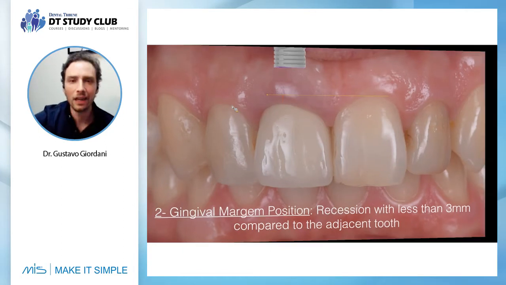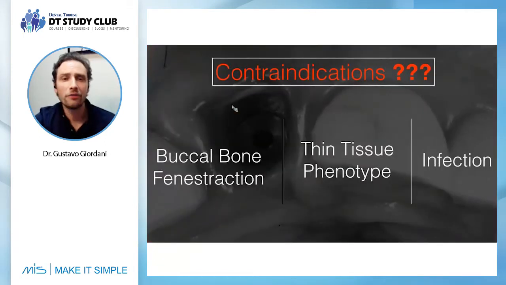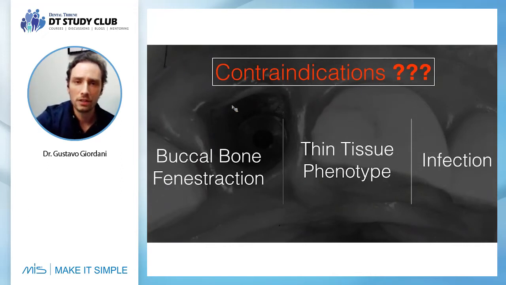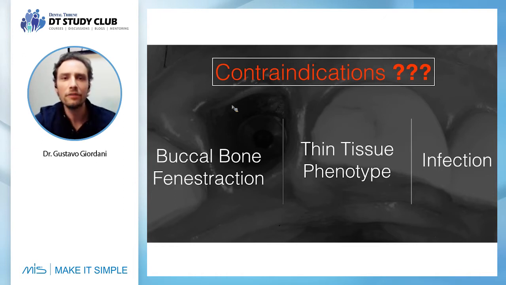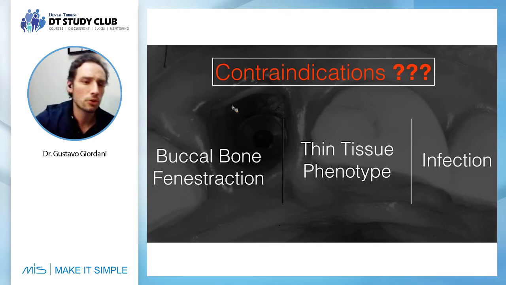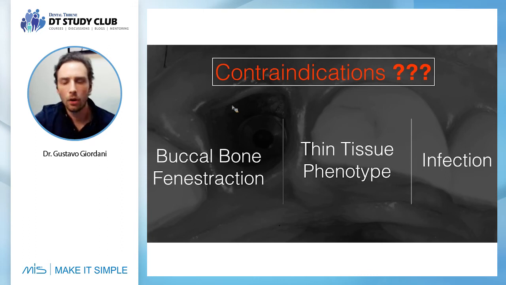If I go again to the literature, I can find some contraindications in Monica's case. Because if I see the literature in many different groups that I follow, I can see many different contraindications and indications. So if I check the literature, I'm gonna see some papers showing that if I have a buccal bone fenestration, I can have a contraindication of immediate implant. Thin tissue phenotype or infection.